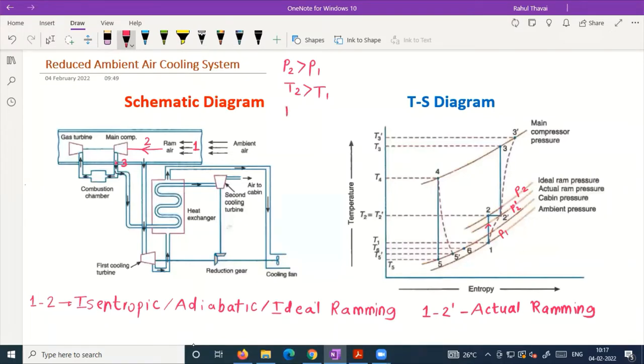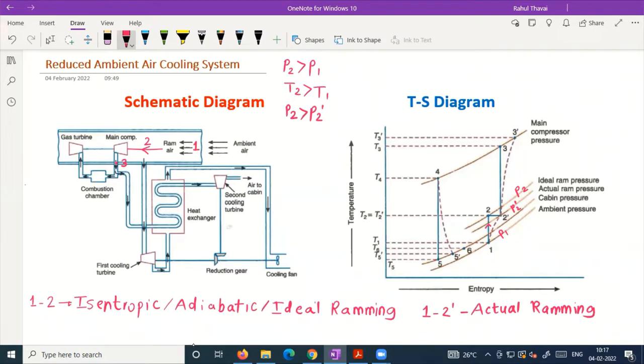I'll also write down that P2 is greater than P2 dash, right? This is all about the actual ramming process. Ideally you are expecting the air to be rammed to a pressure P2, but actually it gets rammed to pressure P2 dash, and this P2 dash is less than the ideal pressure. The actual pressure is less as compared to the ideal pressure. So this is all about the process 1 to 2, that is ramming.